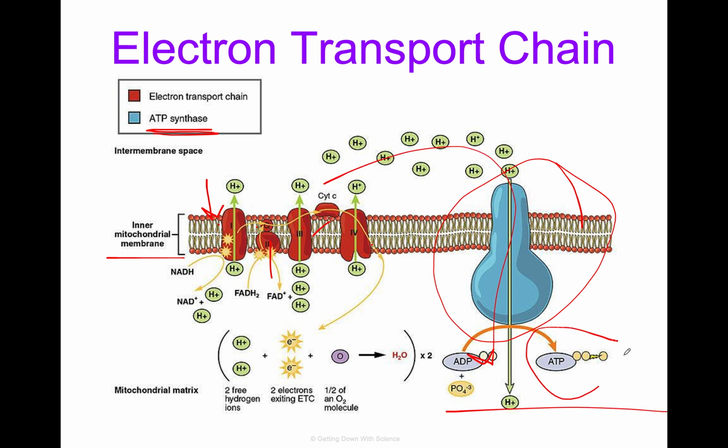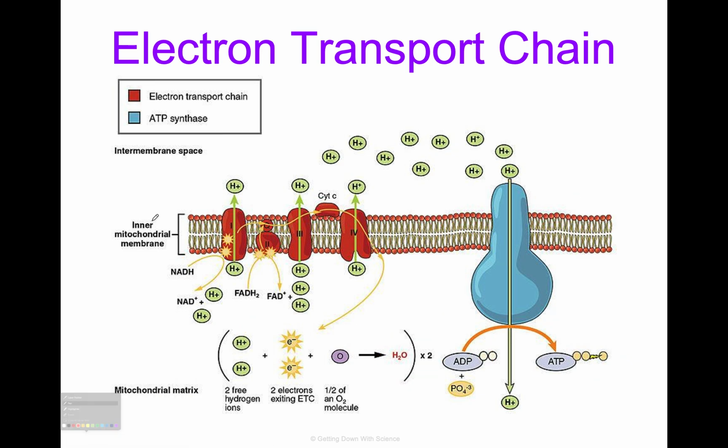It creates this ATP. All right, here in your mitochondrial matrix, it picks up 2 hydrogen molecules, 2 electrons, half an oxygen molecule, and it makes water. The process goes through twice to make a single molecule. So this is kind of the high-level overview.